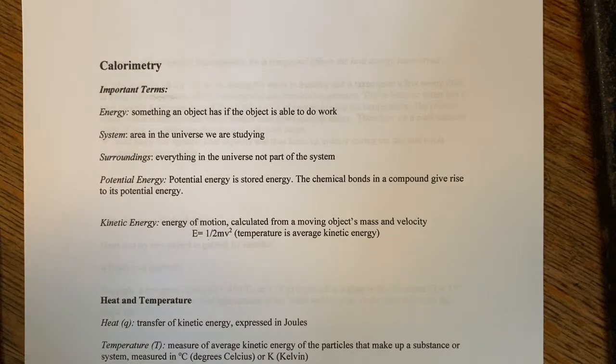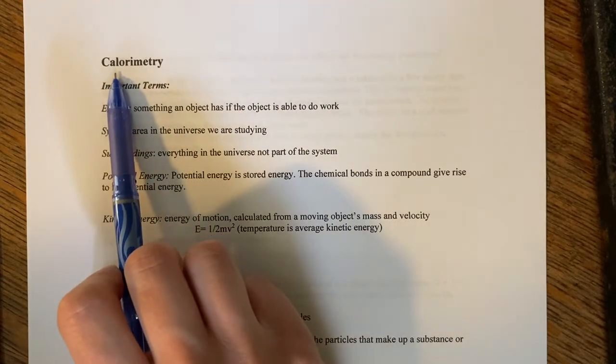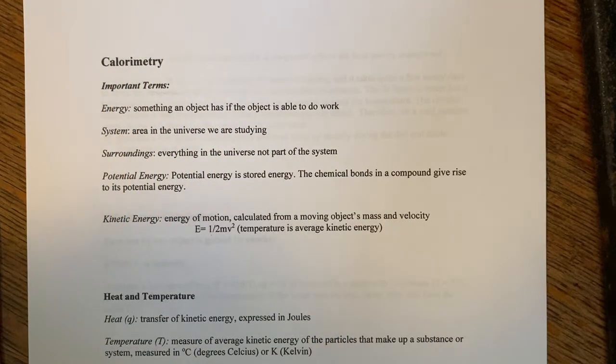And today we're going to be looking at how to calculate changes in enthalpy, so delta H, using lab data through a process called calorimetry. So calorimetry is measuring changes in heat in a specific system.